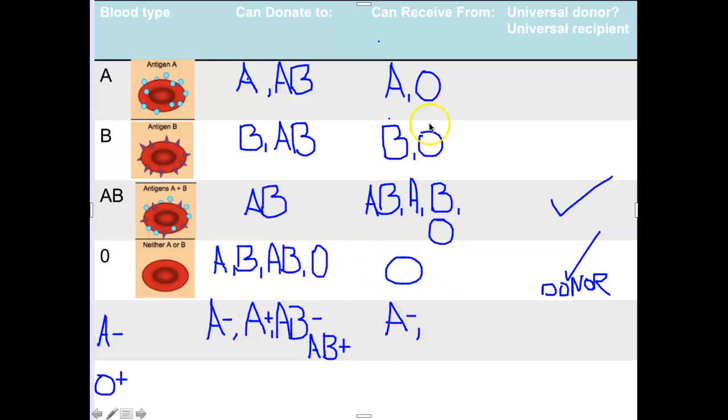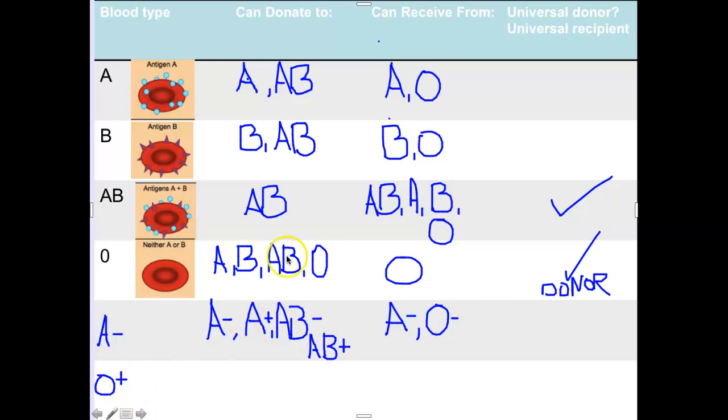So A negative, and then O, we're going to receive from O negative. Can we receive from O positive? And the answer is no, for the same reason, right? We can't have any positive symbols coming into a negative, because that positive means there's a RH, which is foreign to a person who is negative for RH.